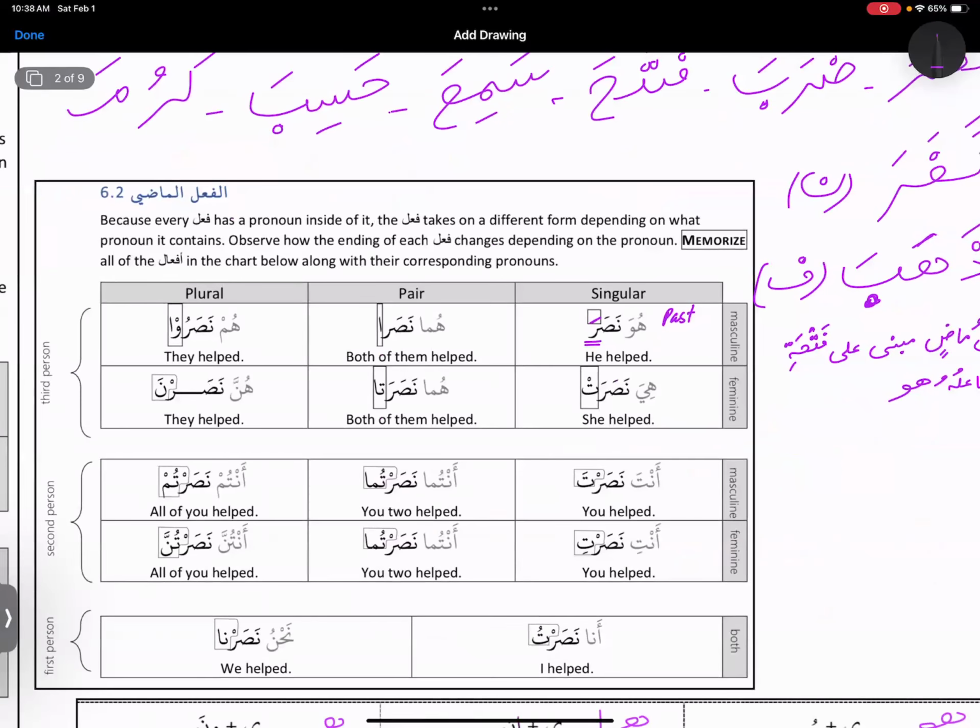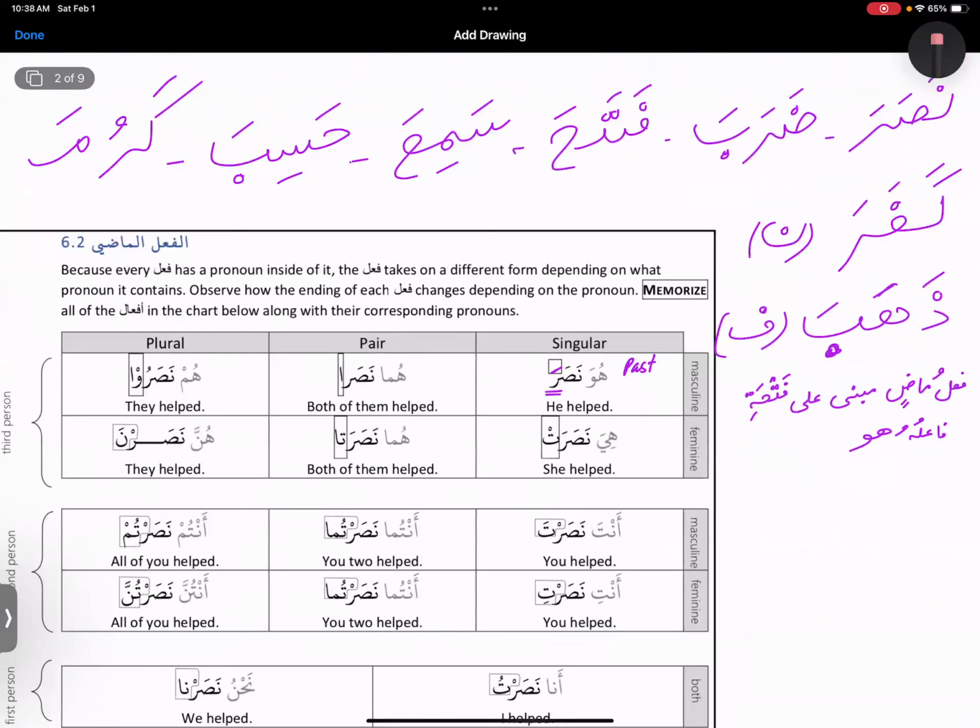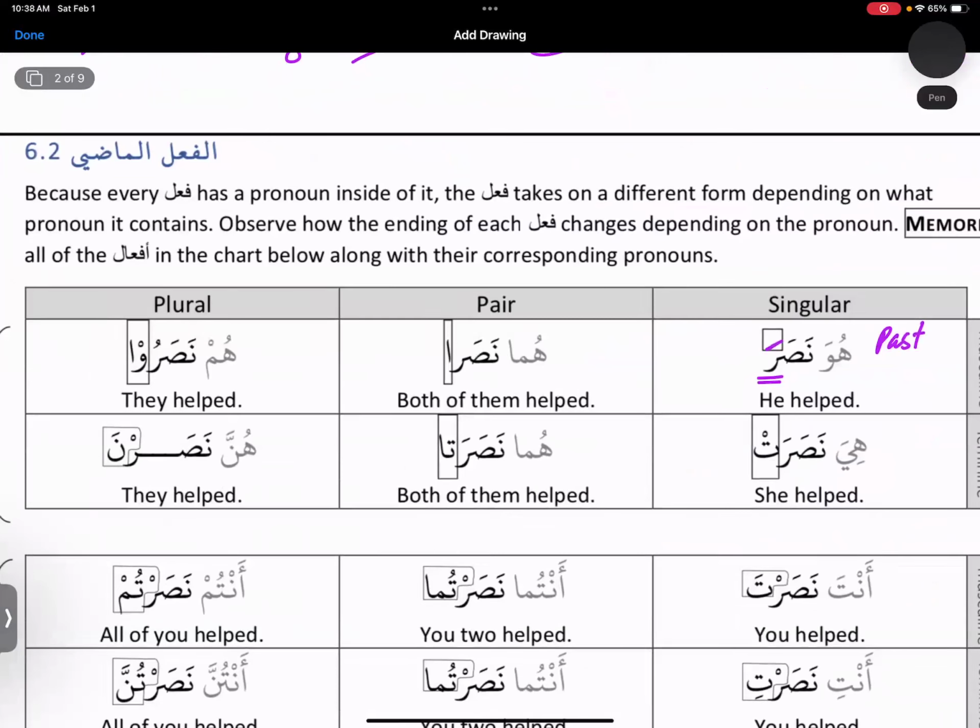Then if we come to the huma version, what changes do we need to bring in the huwa version? We need to add something, right? Alif. That is alif. What is this alif called?